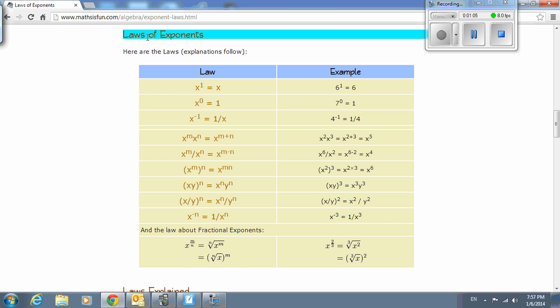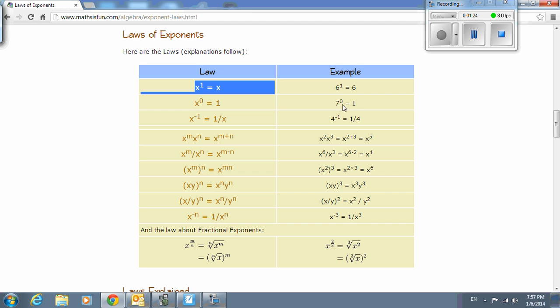Now, I will go ahead and explain through these laws, and I like the website because it not only gives us the laws, but it will also give us examples. The first law that you have to know is everything raised to the power of 1 is equal to the same thing. So x raised to the power of 1 is equal to x. For example, 6 to the power of 1 is 6. Now, everything raised to the power of 0 is equal to 1, regardless of what you raise to the power of 0, unless you're talking about 0, because 0 to the power of 0 is not quite 0.